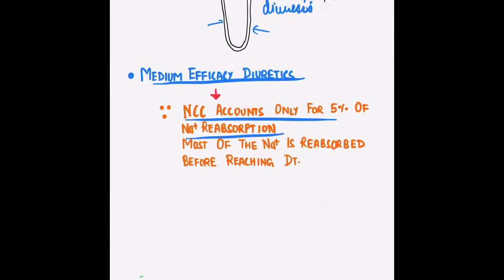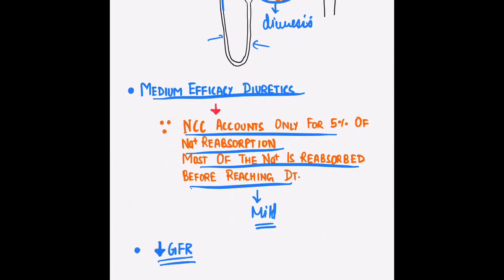The thiazides are also known as medium efficacy diuretics as the sodium chloride cotransporter accounts for only 5% of sodium reabsorption. Therefore, most of the sodium is reabsorbed before reaching the distal tubule and hence thiazides produce a mild diuretic effect. Because of the tendency to reduce the blood volume as well as due to intrarenal hemodynamic changes, thiazides tend to reduce the GFR significantly. Therefore, they cannot be used in persons with low GFR.